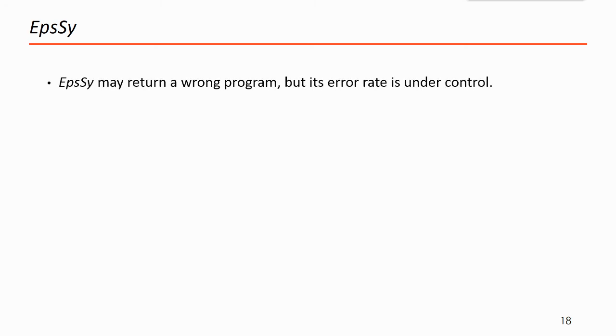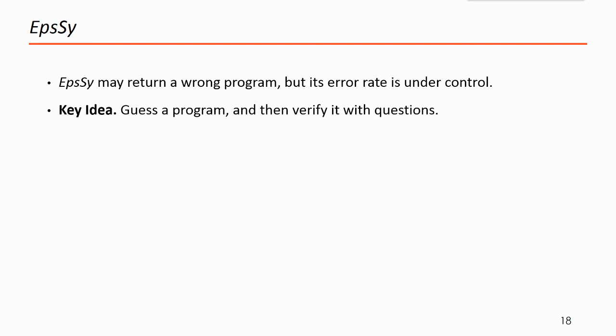EpsSy extends SampleSy by involving a bounded error rate. The average case error rate of EpsSy can be controlled to be arbitrarily small. The key idea of EpsSy is to first guess a program and then use questions to verify it.